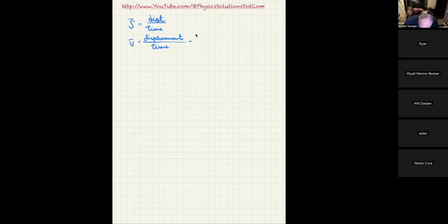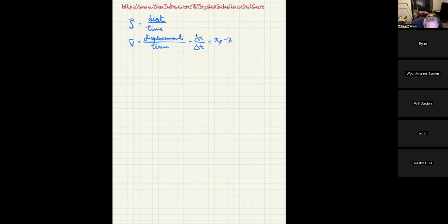We found out that that could be written as delta x over delta t, and that's perfectly acceptable. And remember, unless otherwise specified, delta is supposed to be final minus initial, so that's x final minus x initial over t final minus t initial.